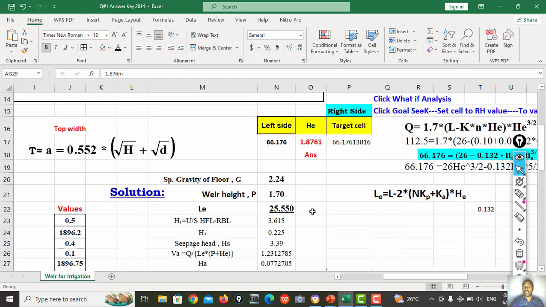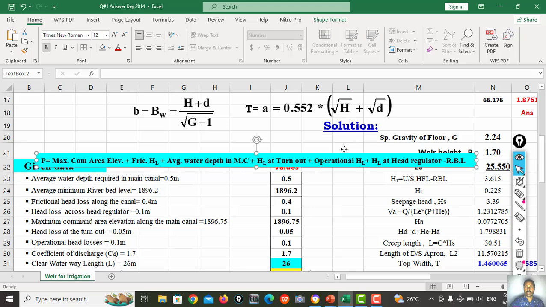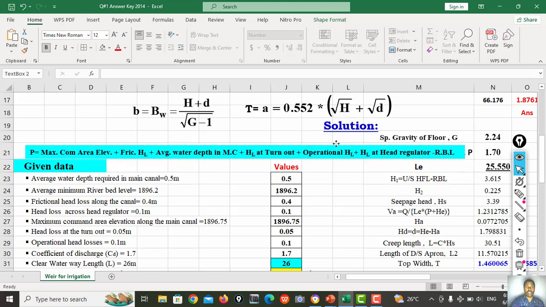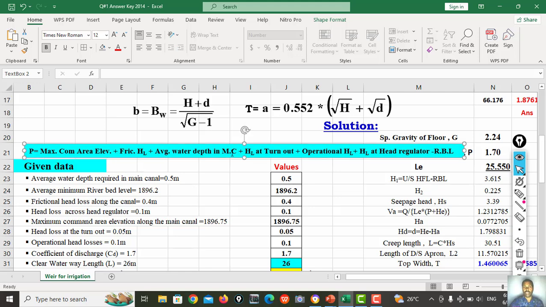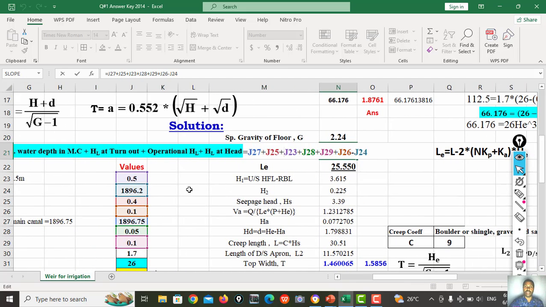Once you calculate the effective head, now the effective crest length also should be computed. But first let us calculate the weir height. You will have a general equation to calculate the weir height. Weir height means maximum command area elevation plus frictional head loss plus average water depth in the main canal plus head loss at the turnout plus operational head loss plus head loss at the head regulator, then minus river bed level. If you use this equation, then you can find the result.